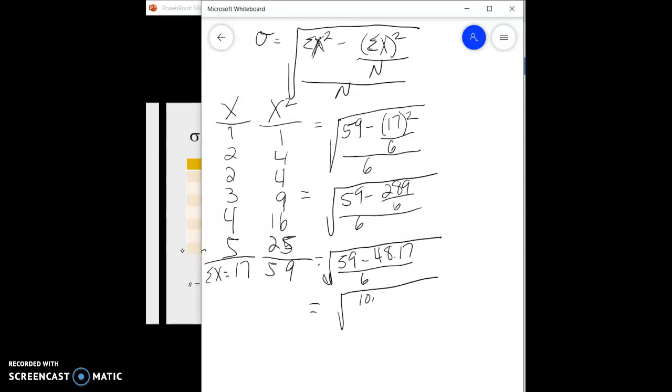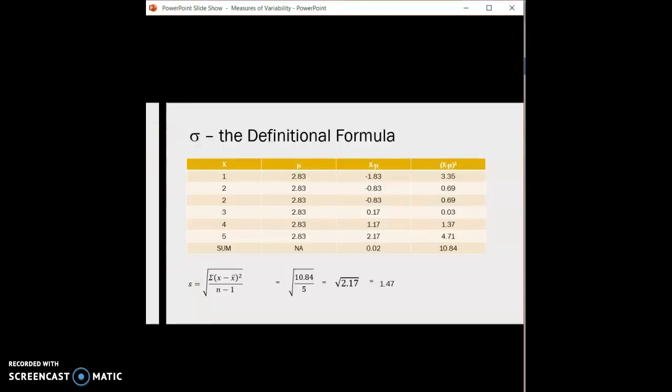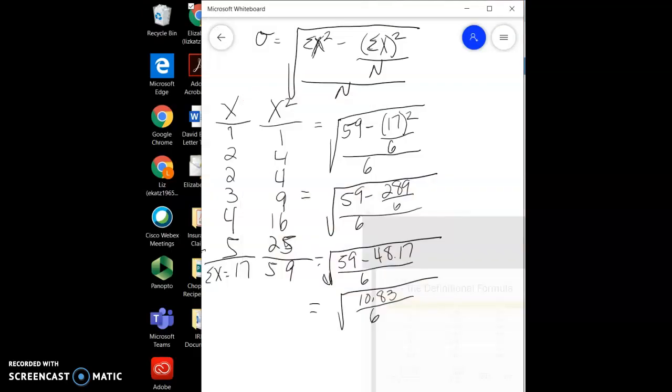10.83. Now that value should look familiar to you because that was the sum of the squared deviations that we got when we used the definitional formula. So I'll just pop right back there for a second to show that to you. So you'll see we got 10.84. So a little bit of rounding difference, but we're getting roughly the same number.